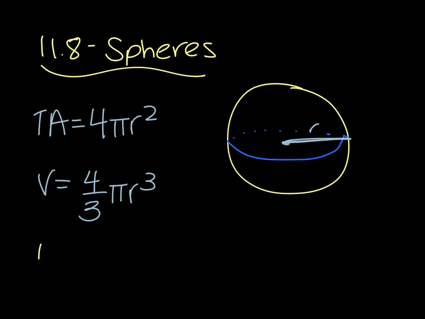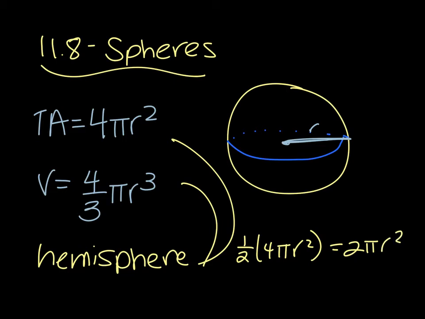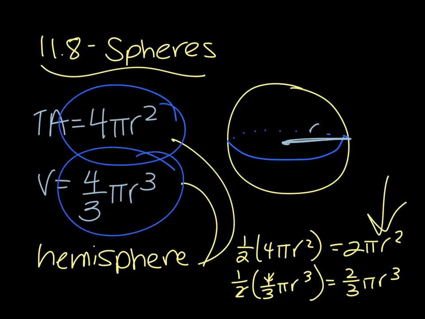And then if we did a hemisphere, we would do 1/2 of each of these. So it would be 1/2 the 4 pi r squared, which is 2 pi r squared, or it'd be 1/2 of 4/3 pi r cubed, which would be 2/3 pi r cubed. So you don't really need to memorize these. As long as you can take these and multiply them by 1/2, you would be able to get the hemisphere measurements. Then the last section was 11.9, and this was your similar solids.